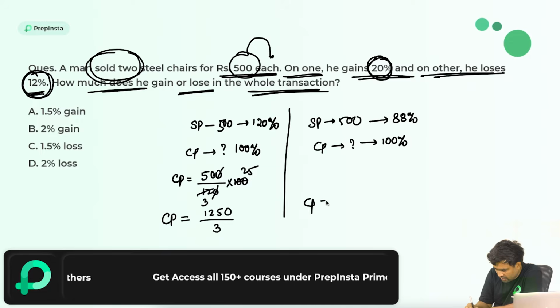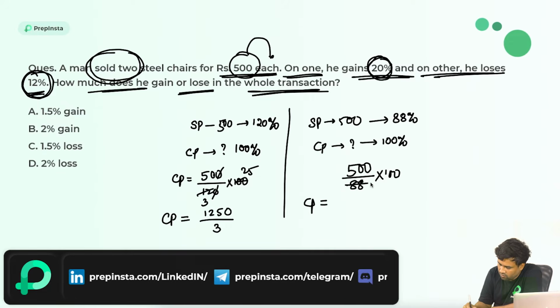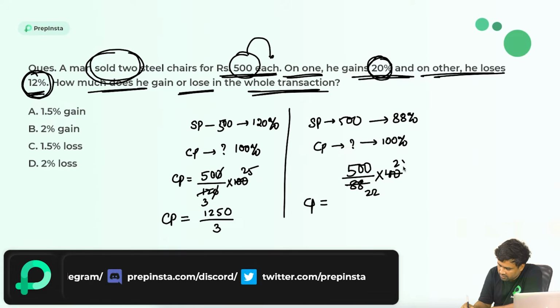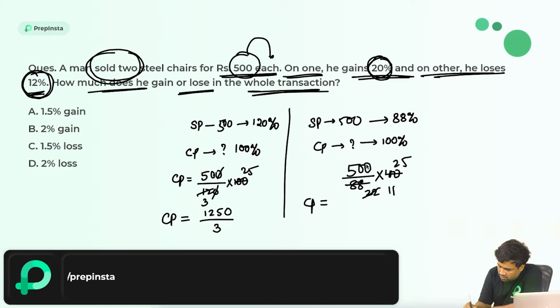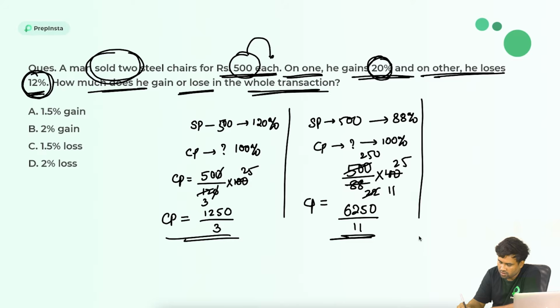And the cost price of the second article is nothing but 500 divided by 88 into 100. 4 will cancel this 22 times, 4 will cancel this 25 times. 11 times 2, it is 250. 25 times 25 is 625. So 6250 divided by 11. So these are the cost prices and this is the selling price. Then what is the profit or loss? Just look here, guys. The total selling price is equal to 1000 rupees. Then what is the total cost price equal to? Simply you have to do the cross multiplication, right?